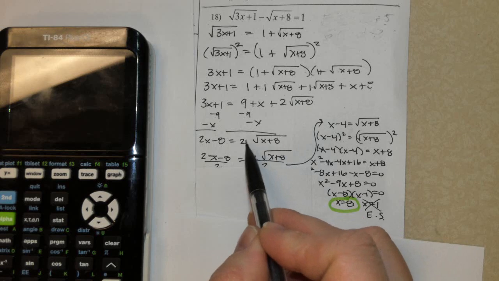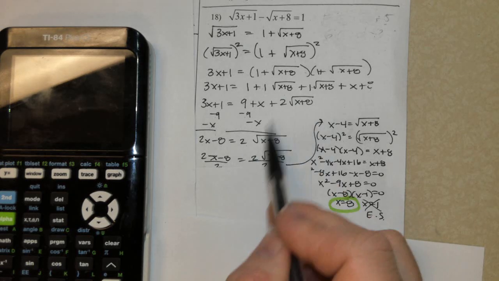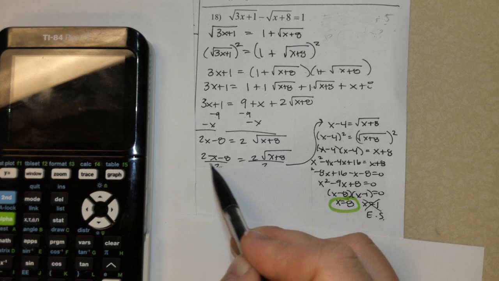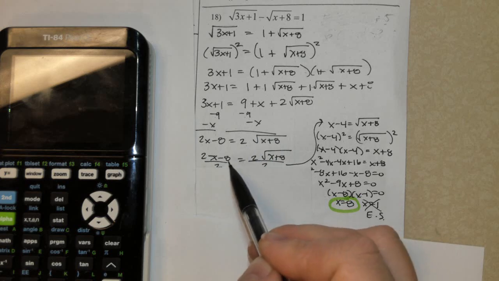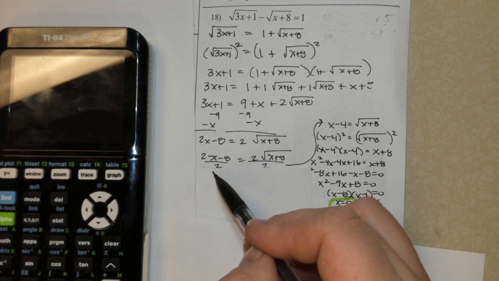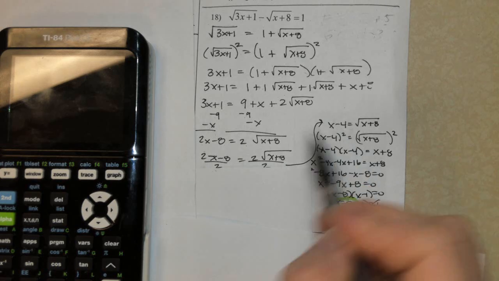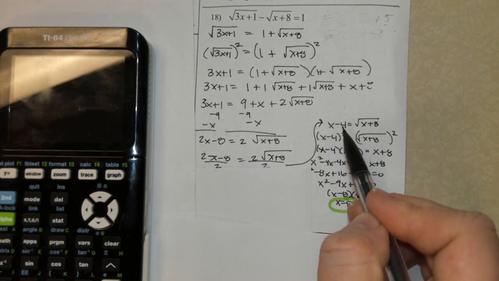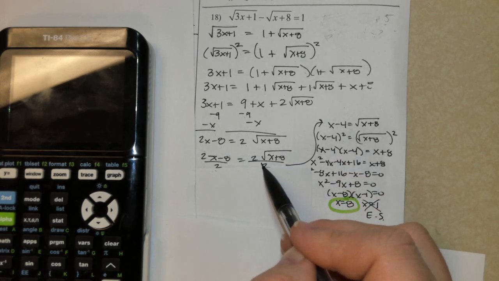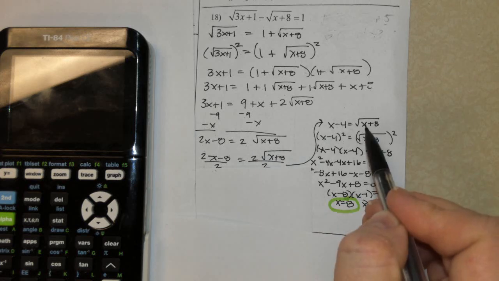How do you get rid of this 2? It's being multiplied. Remember, there was 2 groups. Opposite of multiplying is dividing. 2 divided by 2 is 1x. Negative 8 divided by 2 is negative 4. And on the right-hand side, the 2's, really, they're going to be simplified into 1. I'm left with the square root of x plus 8.